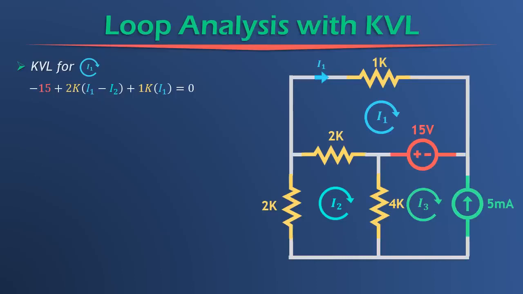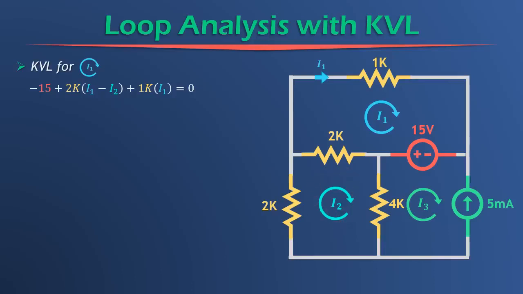And then after we get the negative 15, we come across this 2K resistor right here. And what is the voltage across this 2K resistor? Well, it's going to be the current through the 2K resistor times 2K, the resistance of the resistor. So what is the current through that 2K resistor? Well, it's obviously going to include I1 because we are in the I1 loop. But what other current is associated with it? Well, also I2, right? Because I2 is going through that 2K resistor also.